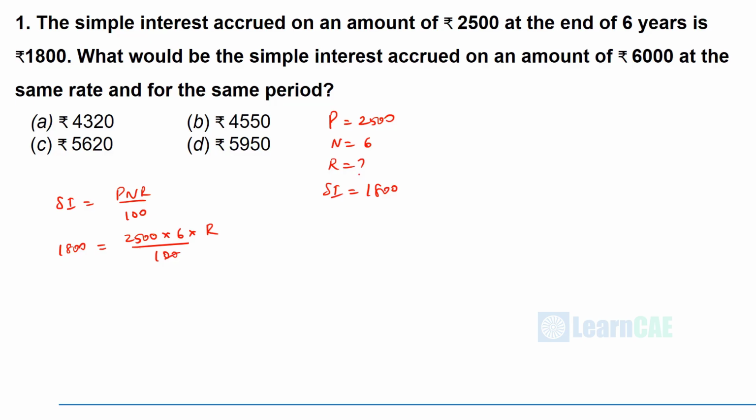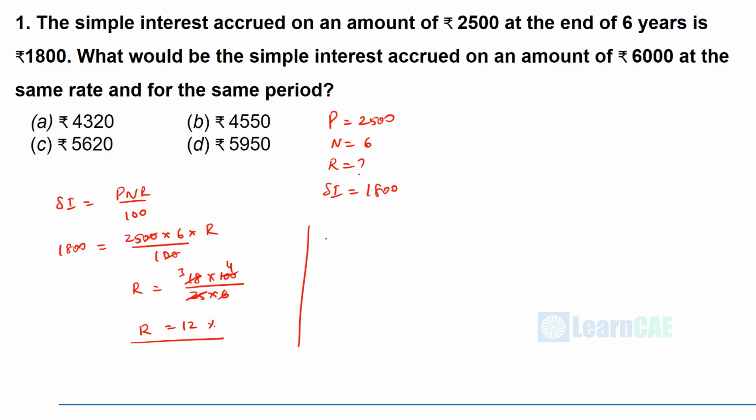Okay, we shall divide this. R will be equal to 18 into 100 divided by 25 into 6. This will be 3 times and this will be 4 times. So this is equal to 12%. So the rate of interest is 12%.